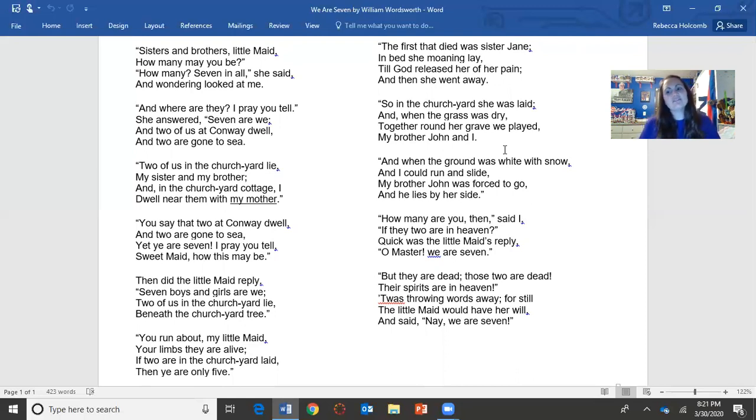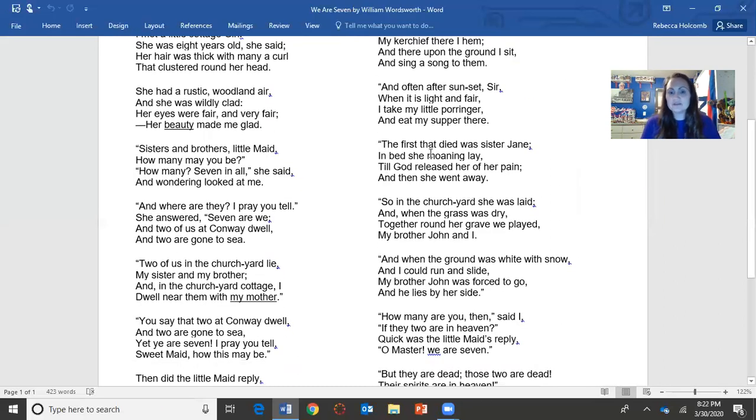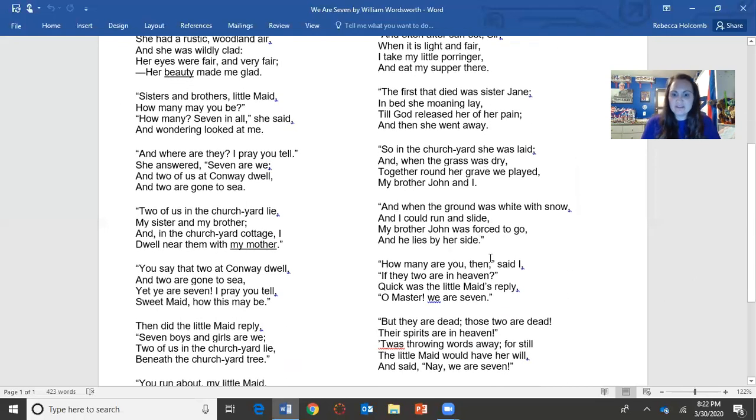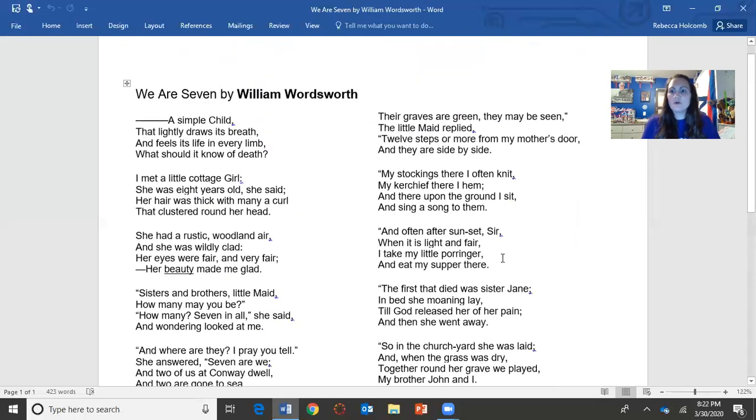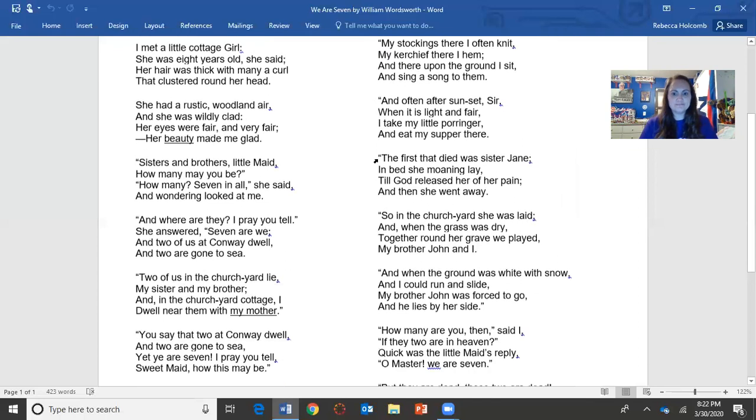I love this theme here and this message that William Wordsworth is giving us. He's obviously a believer if he is alluding to God releasing her of her pain and being in heaven, right? And so, what a wonderful story of a little girl, a simple little girl who has two of her siblings who've passed away, but she loves them so much and she cares for them so much, and they're still part of her life, that she can enjoy her life knowing where they are and still near her. Just a great, great message from this short poem.